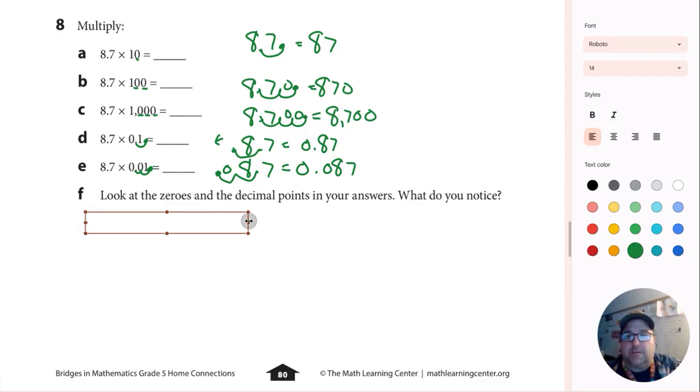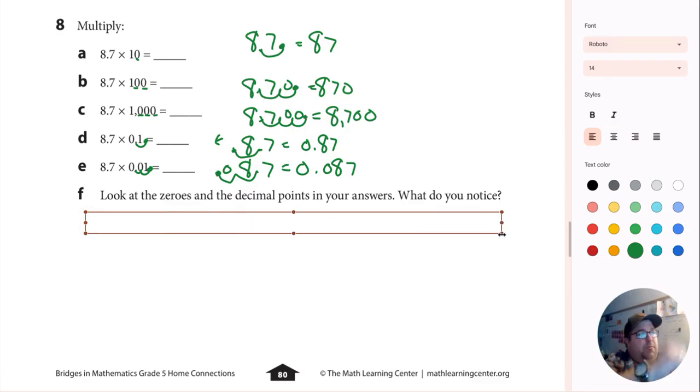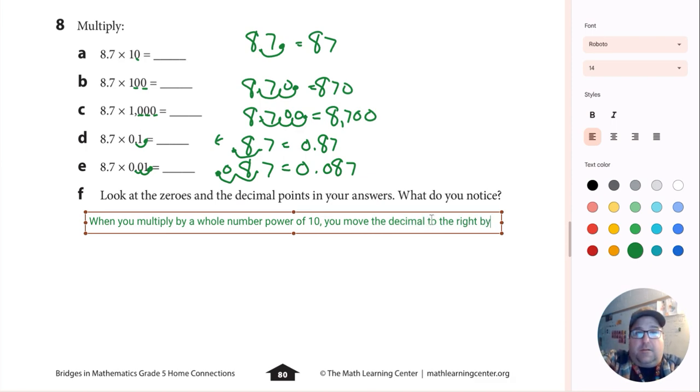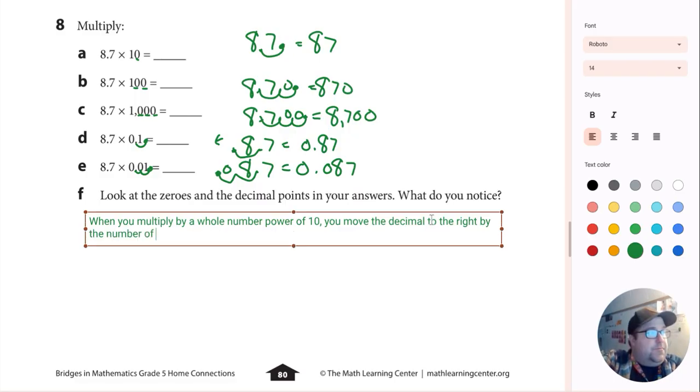And that's really what we want to think about. What do you notice? When you multiply by a whole number power of 10, you move the decimal to the right by the number of zeros in the power of 10. And we got a lot of green going on.